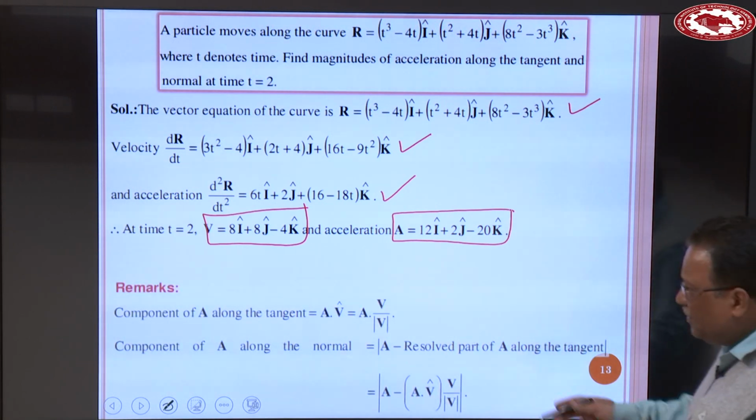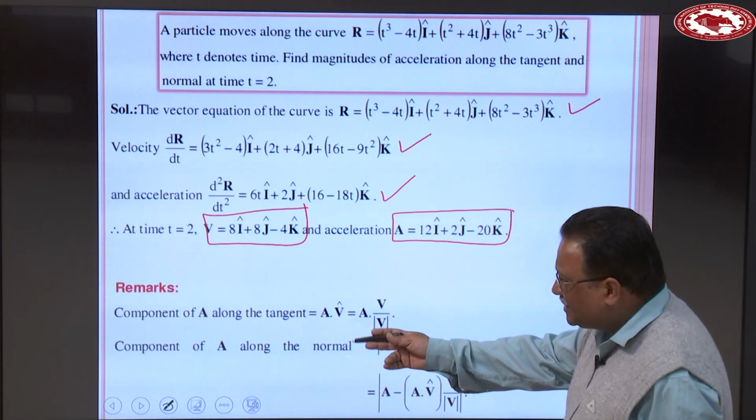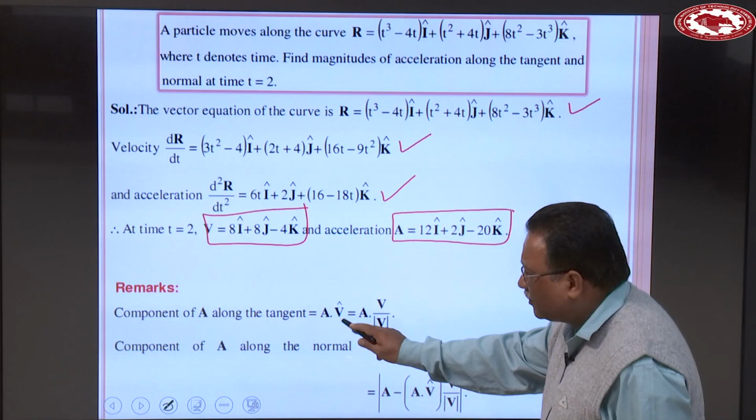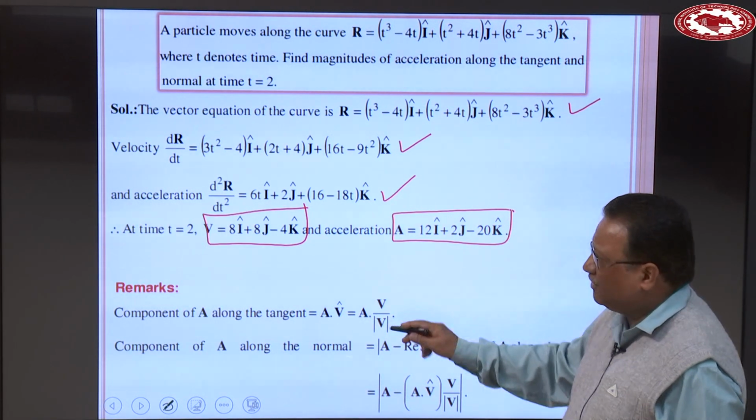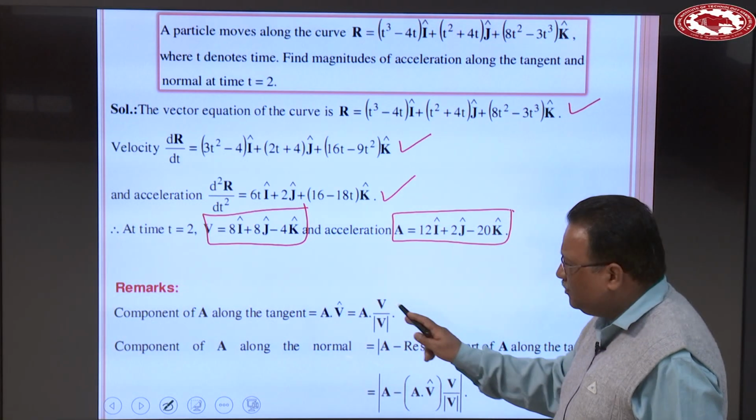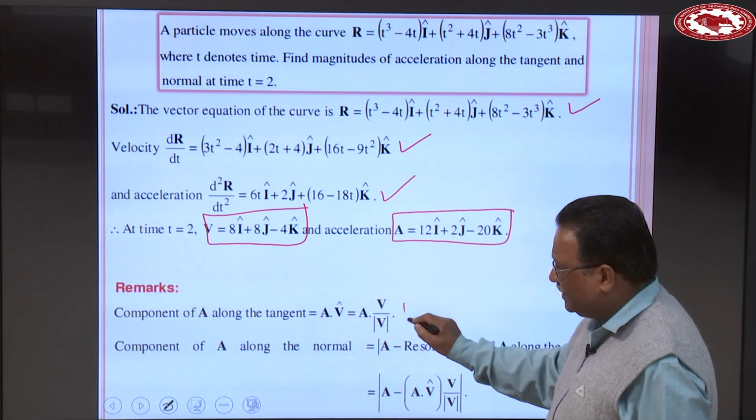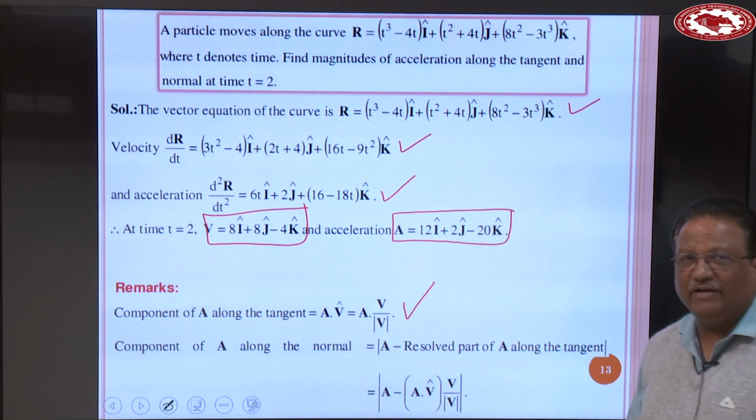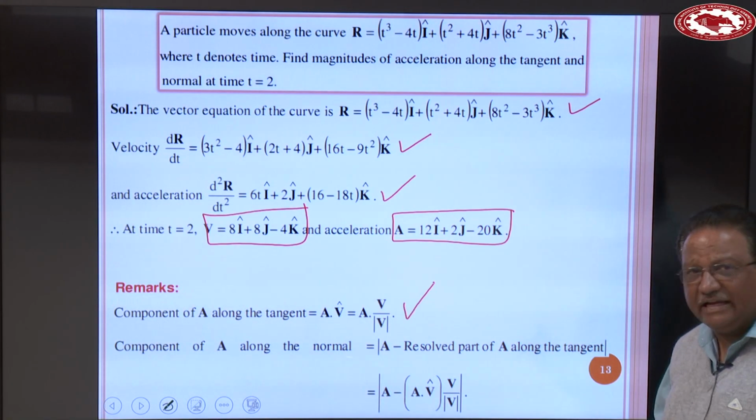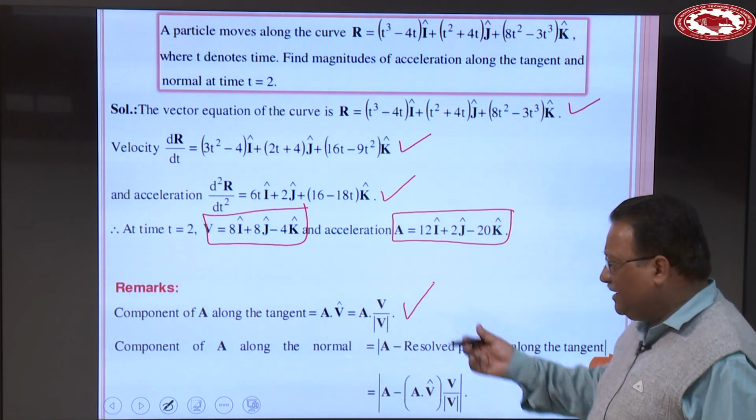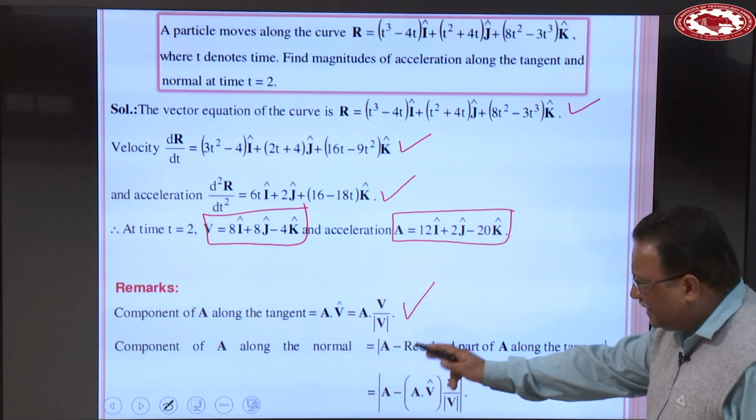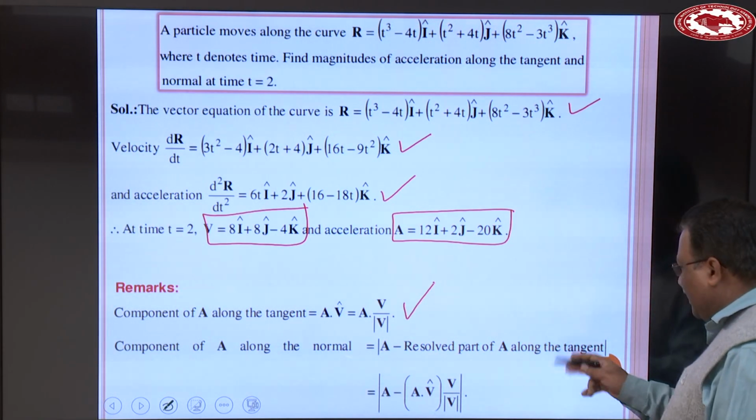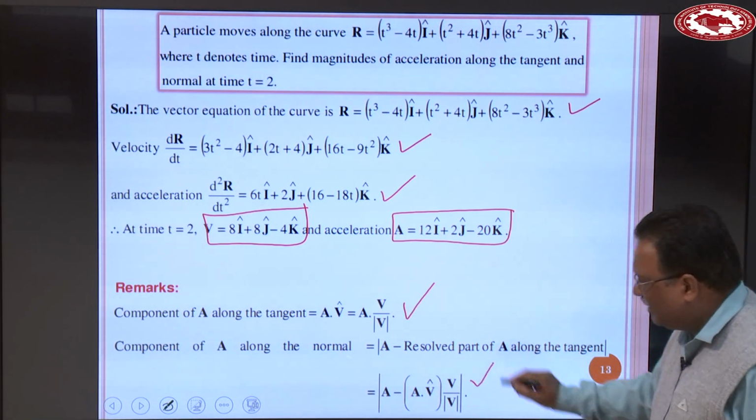Okay. So we know component of acceleration along the tangent is a dot v cap. v is this. Okay, a dot v over magnitude of v. So v cap you have to evaluate as v divided by magnitude of v. So then you will get the component of a along the tangent. Okay, और tangent के direction में आपका ये है velocity. Now component of a along the normal is a minus resultant part of a along the tangent. So this means you have to evaluate this result.